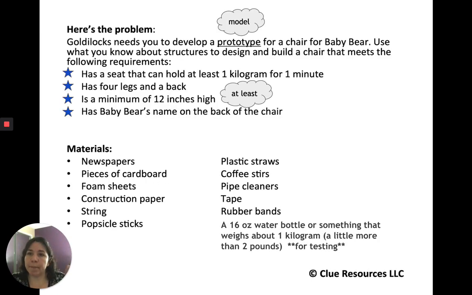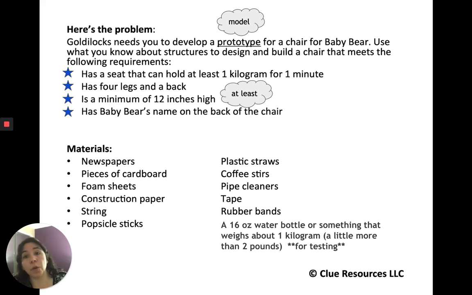Here's the problem. Goldilocks needs you to develop a prototype or a model for a chair for Baby Bear. Use what you know about structures to design and build a chair that meets the following requirements. It has a seat that can hold at least 1 kilogram for 1 minute. 1 kilogram is a little more than 2 pounds.